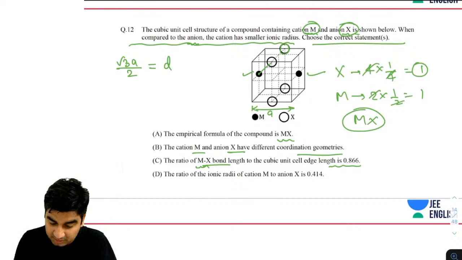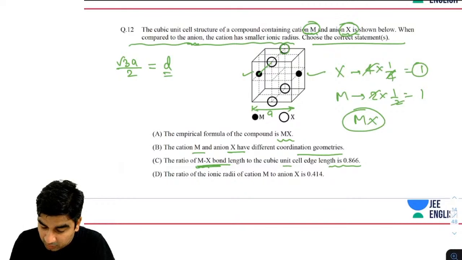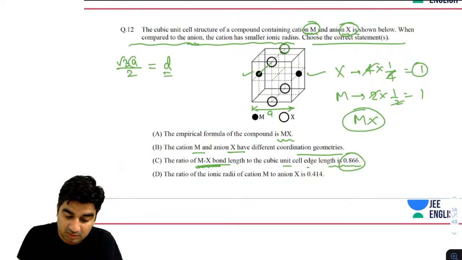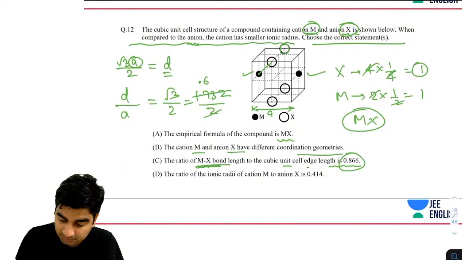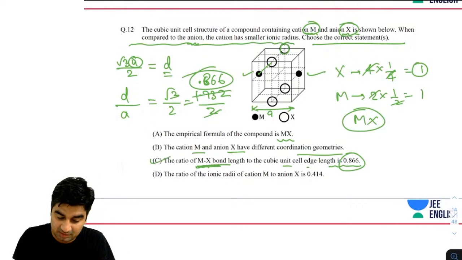Now what they are asking is the ratio of MX bond length, so the ratio of d to the cubic unit cell edge length a. So d over a would be root 3 by 2, 1.73 by 2, so guys, it would be 0.866. So yes, this is also true, guys.